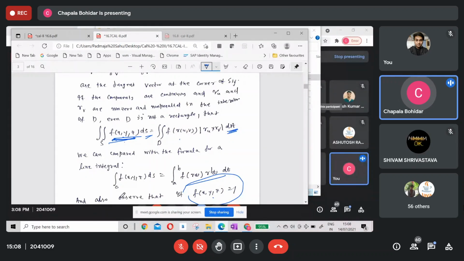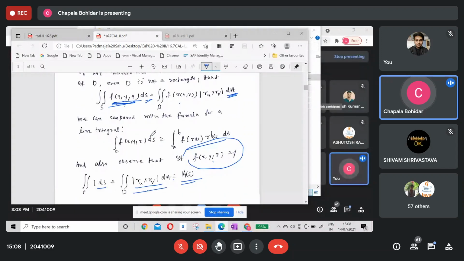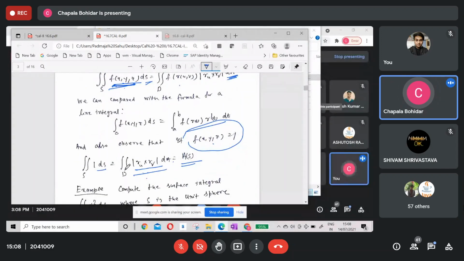When the functional value is equal to 1, then only we write down the dS. The dS value for the function of two variables is the absolute value of r_u cross r_v dA, that is your dS. Okay.